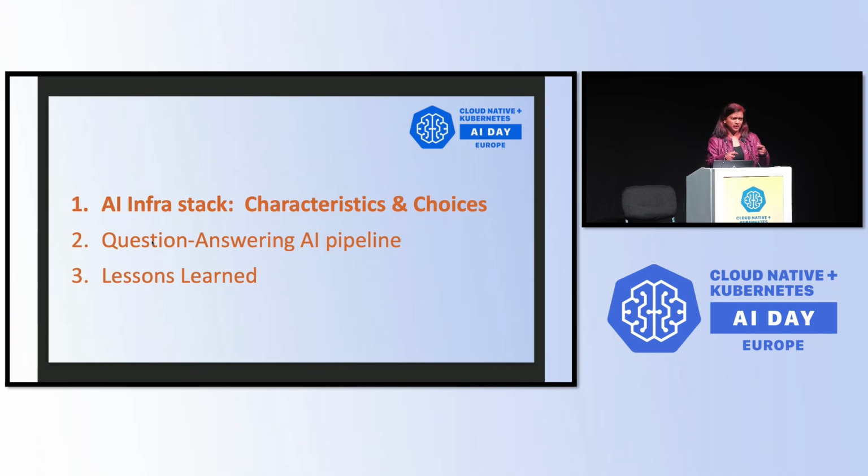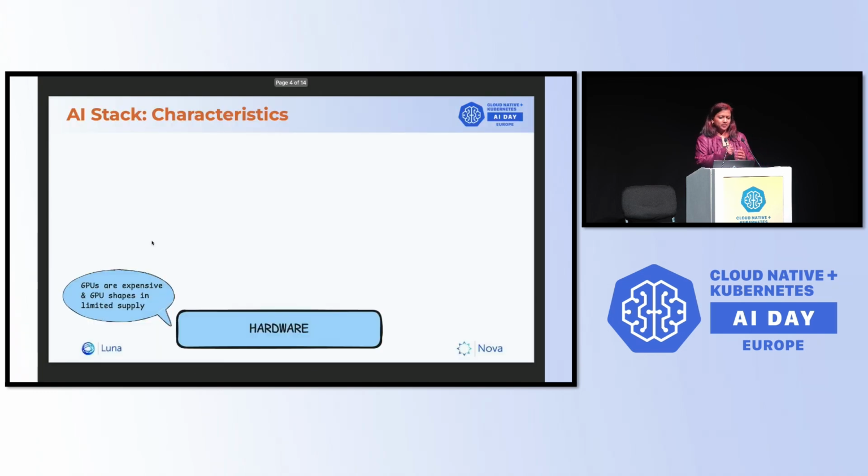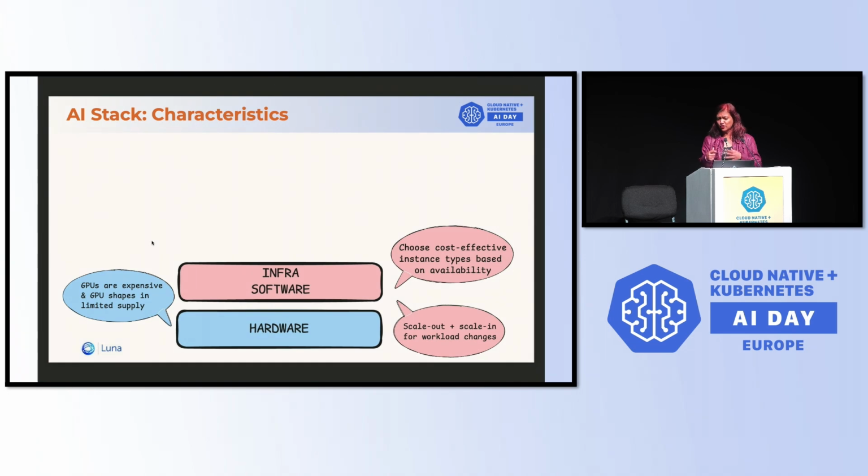and the specific choices that made these characteristics possible. We'll start with the lowest level. GPUs are a critical resource. We were interested in AI inferencing and not training. We wanted to use pre-trained existing large language models. GPUs are expensive, so we needed infrastructure software that could choose cost-effective instance types.